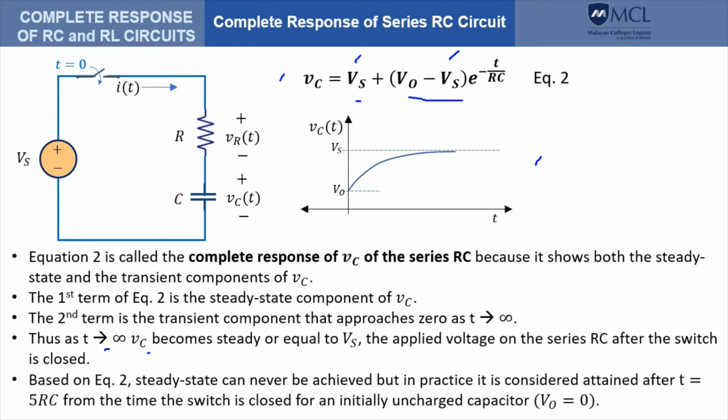Based on equation 2, in this equation, we can say that V sub c technically can never attain a steady state or can never be equal to V sub s. But in actual practice, we usually consider V sub c to have achieved a steady state after time t equals 5 RC, okay, 5 RC, from the time the switch is closed, assuming that the capacitor has no initial voltage.